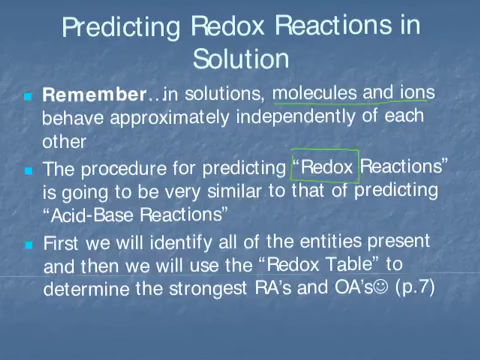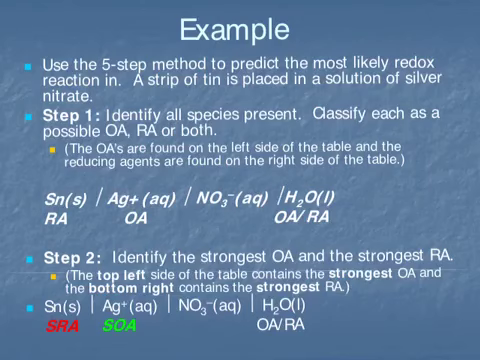However, instead of using a table of weak acids, we're going to now use a table of reduction half reactions, that can be found on page 7 of your Chem 30 data booklet. So let's start with a specific example. We are going to study a strip of tin being placed in a solution of silver nitrate.